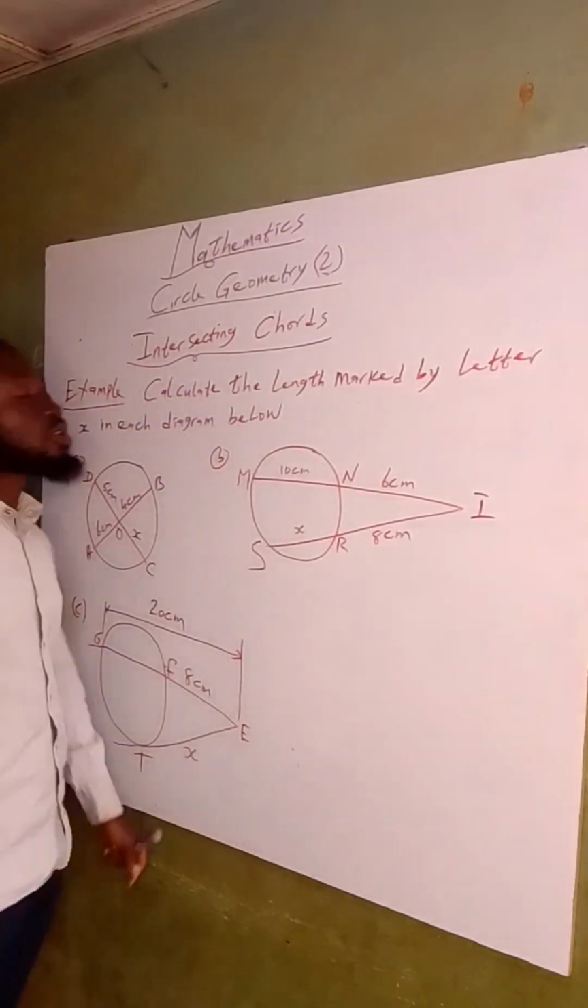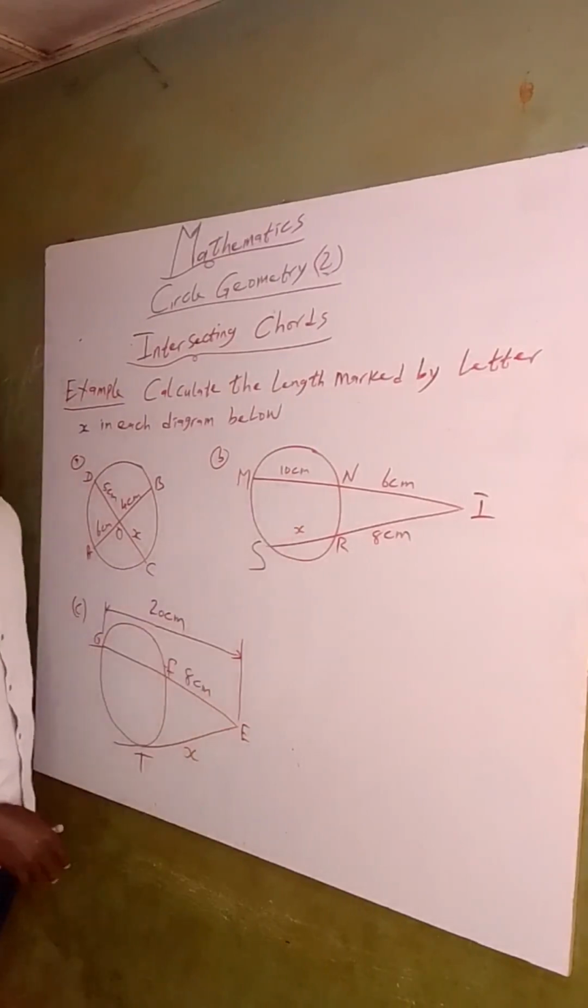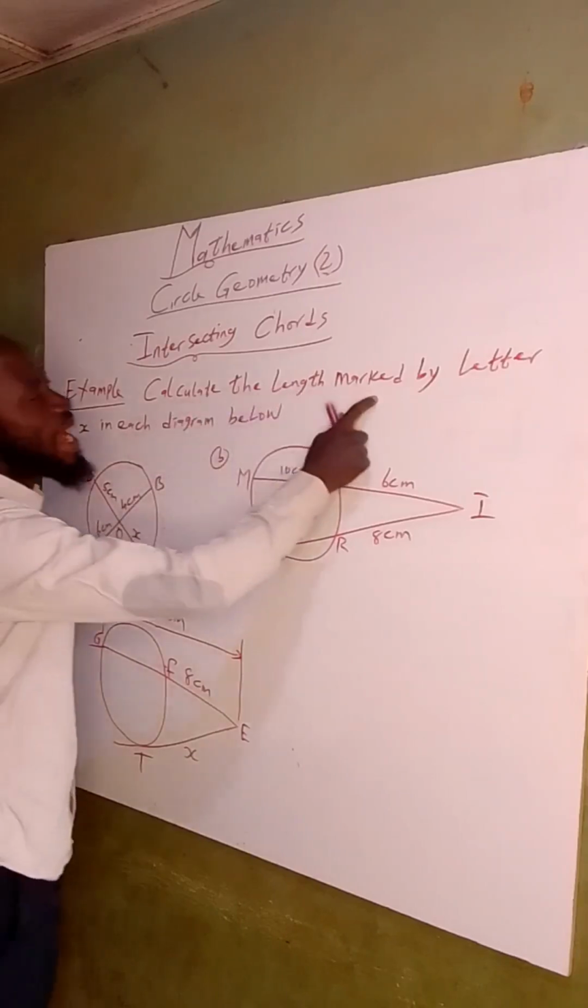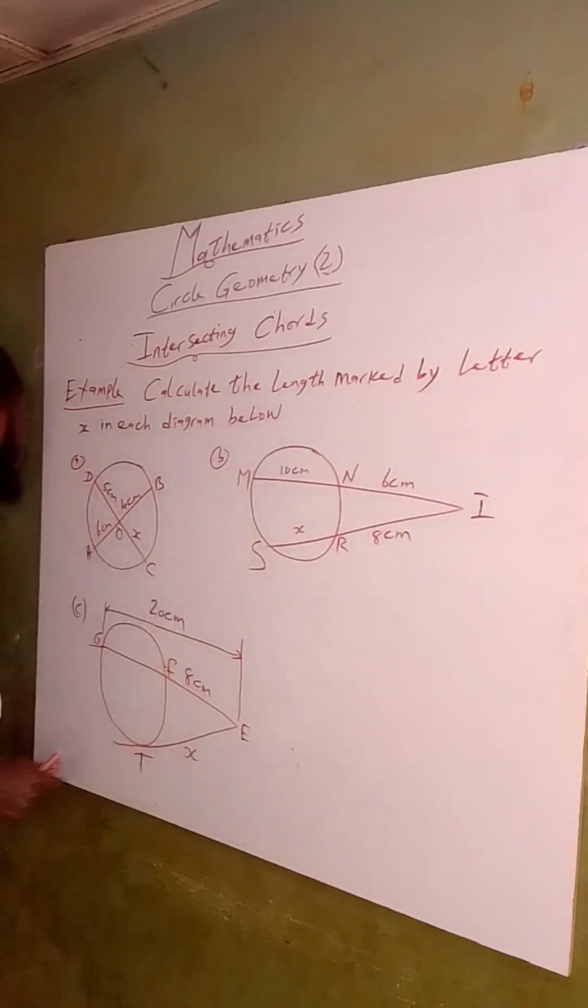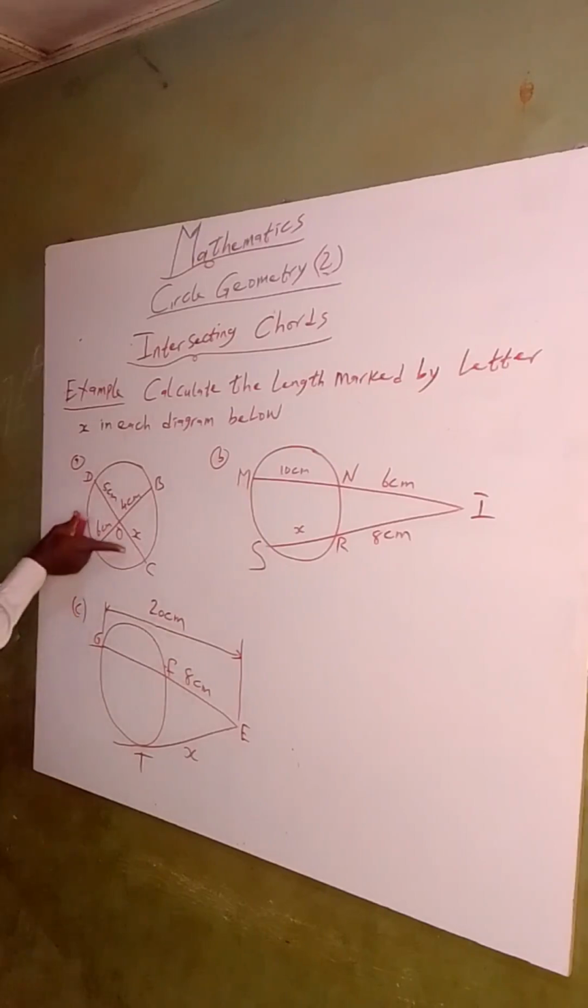Now let's talk about the examples on this. Let me just solve this example. The example is: calculate the length marked by letter X in each diagram below. Look at diagram A, diagram B and diagram C. In diagram A, we have the chord AB and the chord DC. They intersect at O.